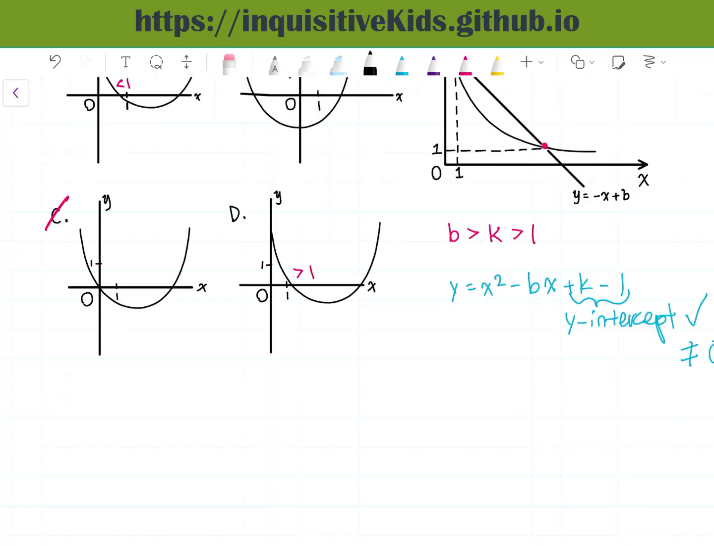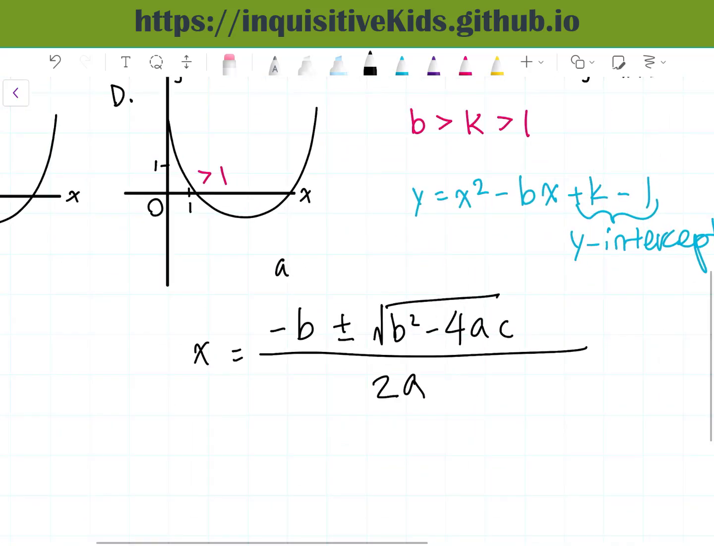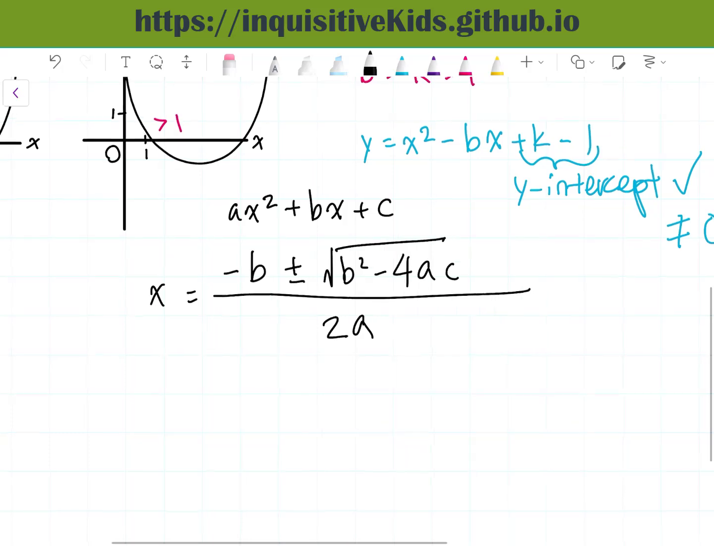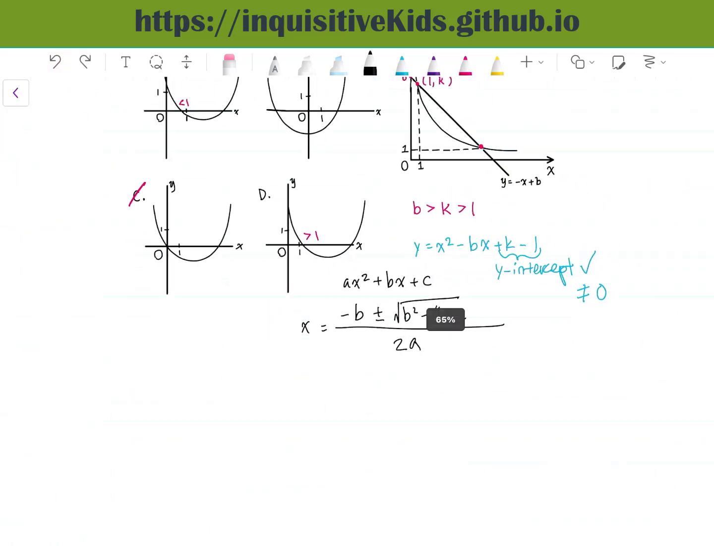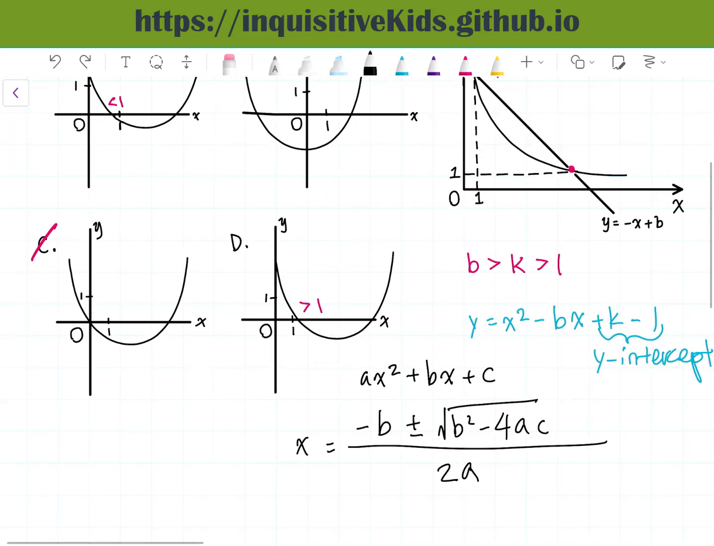Now we can apply the quadratic formula. The quadratic formula states that x is equal to negative b plus or minus the square root of b squared minus 4ac, all divided by 2a. And that is in the case of a function that looks like ax squared plus bx plus c. Now let's plug in what we have here into the quadratic formula. Why are we doing this? Because we want to find the roots of this function.